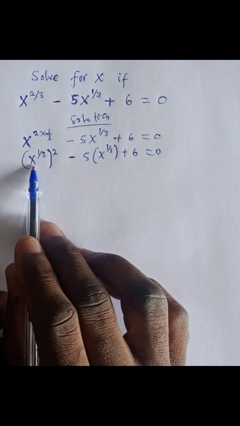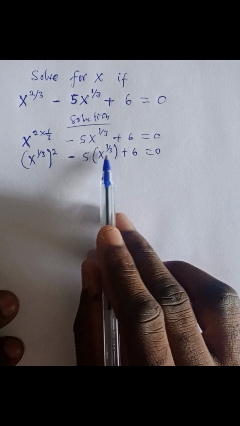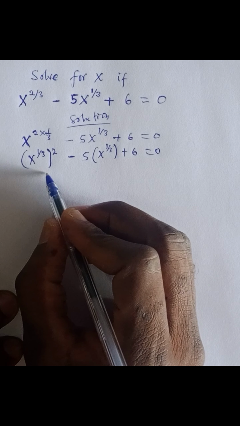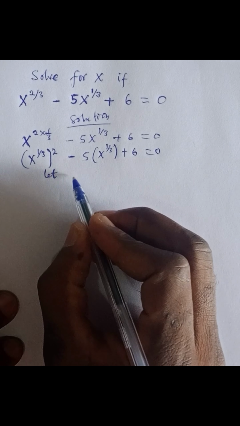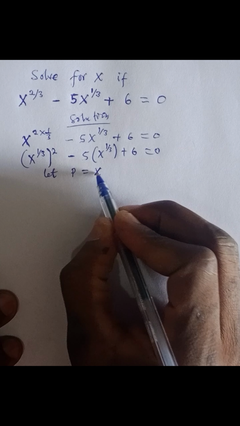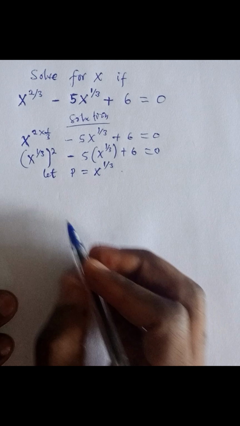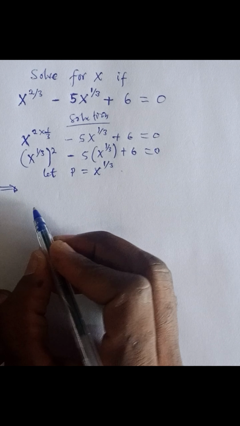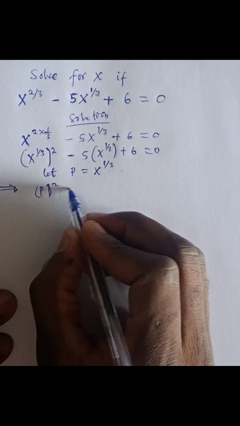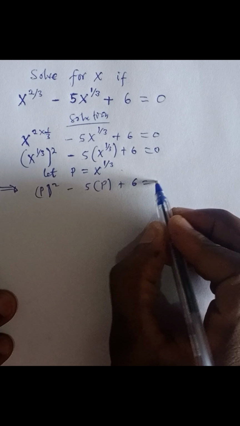In that way, you see that we have x raised to power of 1 over 3 here, and again we have x raised to power of 1 over 3 here as well. In that case, we can let p to be equal to x raised to power of 1 over 3. So that it will imply that p in bracket all square minus 5 bracket p plus 6 equals 0.